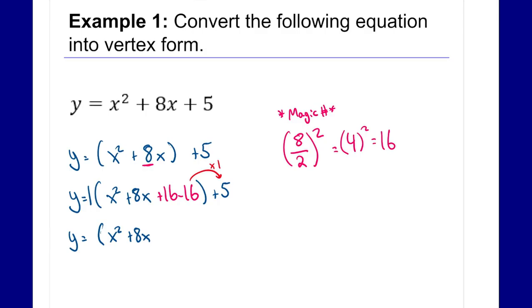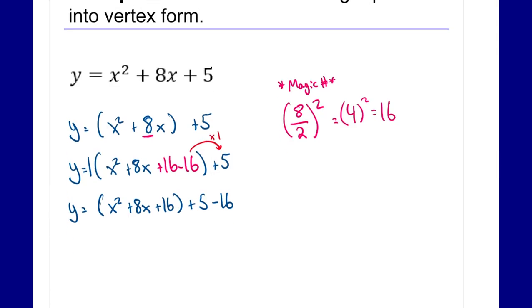So I'm going to rewrite the bracket. Still the plus 16 is there. The minus 16 is on the outside. It's multiplied by 1, so it doesn't change anything. So we get plus 5 minus 16. I can simplify the terms on the outside. So x squared plus 8x plus 16, and in this case, minus 11.